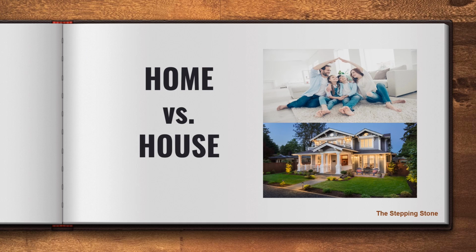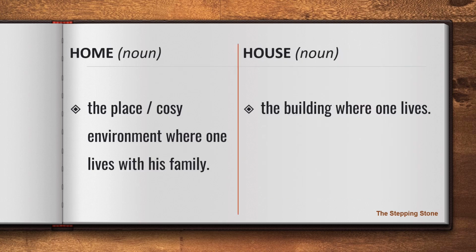The next pair is home versus house. Again, both are nouns. But home refers to the place or the cozy environment where one lives with his family. But when we say house, we mean the building where one lives.